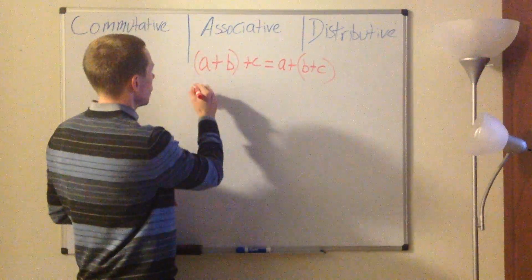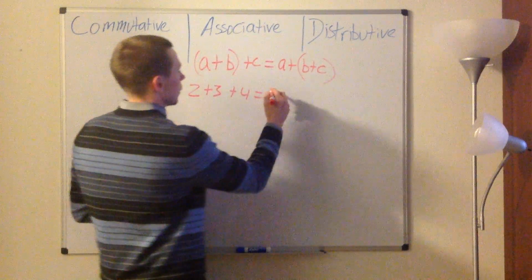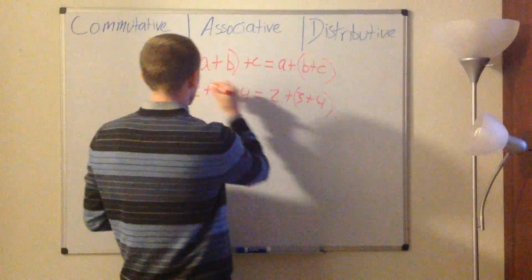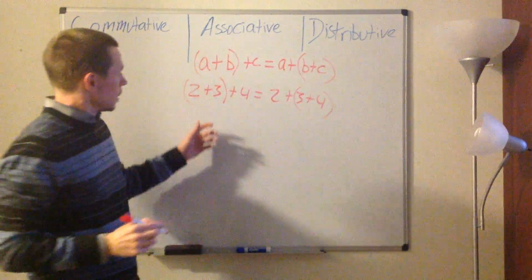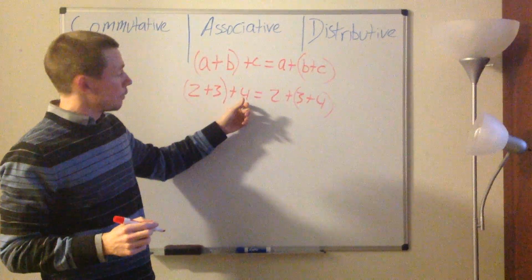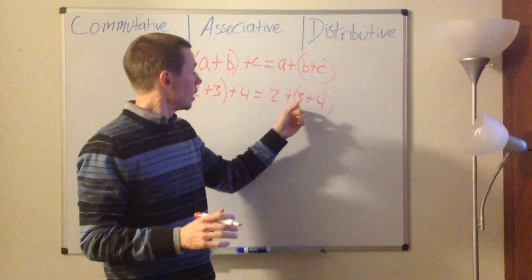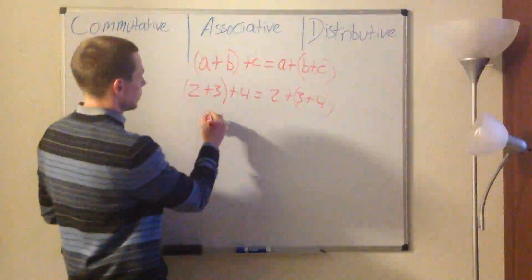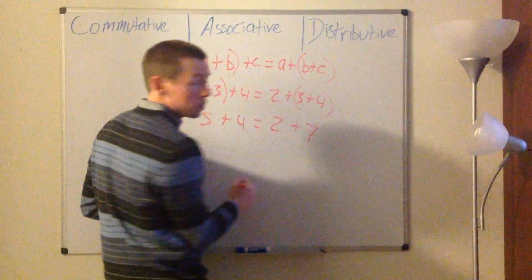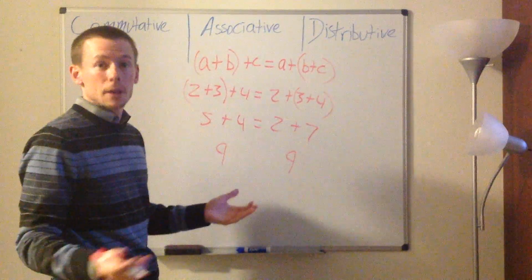Let's take a look at an example. So if we group the 2 plus 3 here first and then add the 4, that's going to be the same result as grouping the 3 and 4 first in addition and then adding the 2. This would be 5 plus 4. This would be 2 plus 7. And they both equal 9.